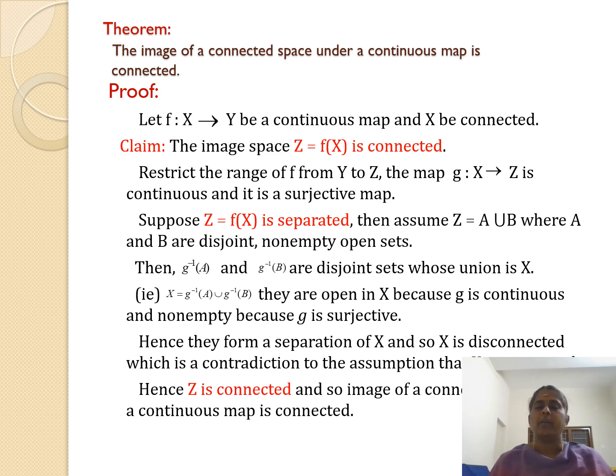Here g inverse of A and g inverse of B are disjoint non-empty open sets, and so we can say capital X is separated, but we are given capital X is a connected space. So this is a contradiction to our assumption that capital Z is separated. So our assumption that Z is separated is wrong. So the image space Z is also connected. So the image of a connected space under a continuous map is also connected. Thank you.